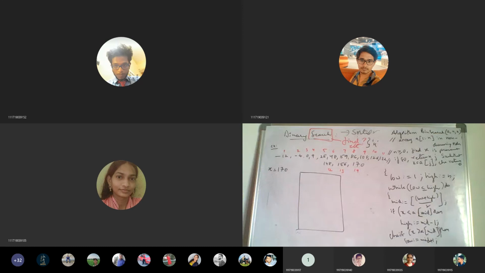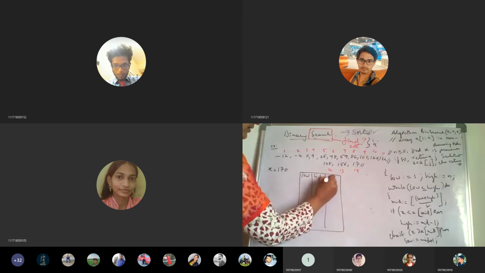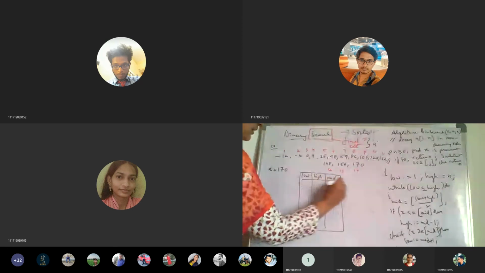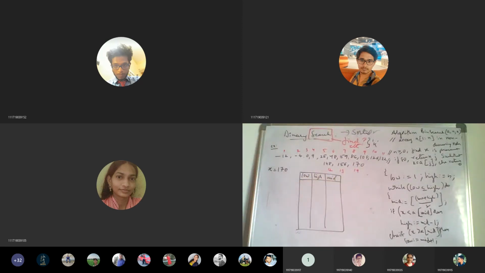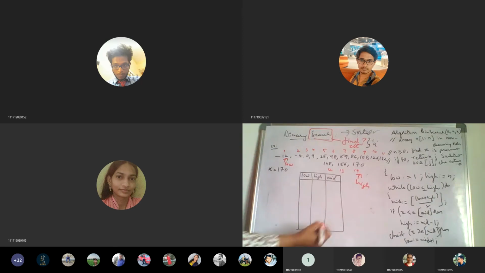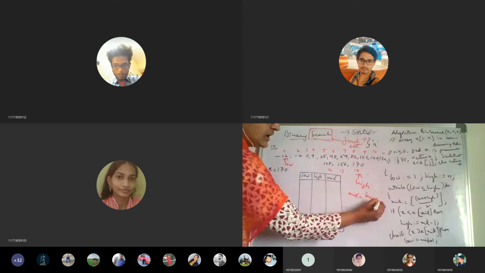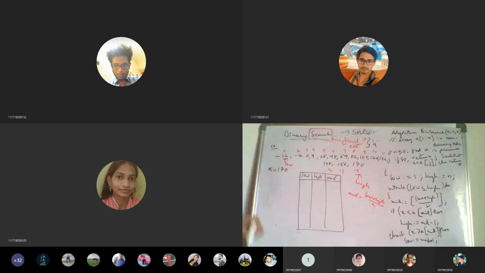Let's maintain a table here for low, high and mid. Low is nothing but the starting index, and the last one we take as the high. And mid is nothing but low plus high by 2.